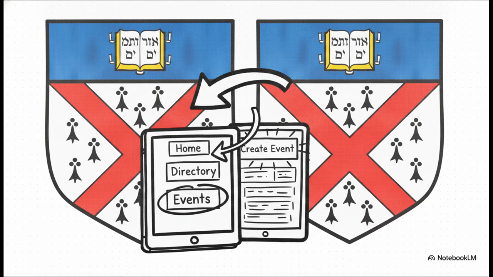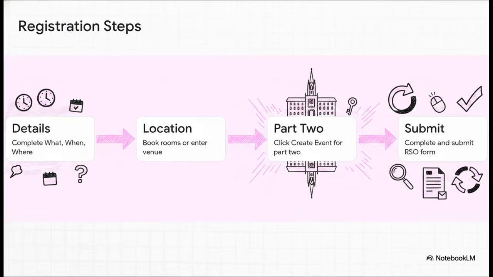Clicking on that takes you straight to your Events page, where you just hit that Create Event button to kick off the intake form. So here's how the actual form goes down. First, you tackle Part 1. That's the basic what, when, and where details that your guests will actually see. During this step, you can use the built-in tool to book Yale College classrooms directly, or you can just manually enter an other location if your space is already locked in elsewhere. Once that's done, you click Create Event again.